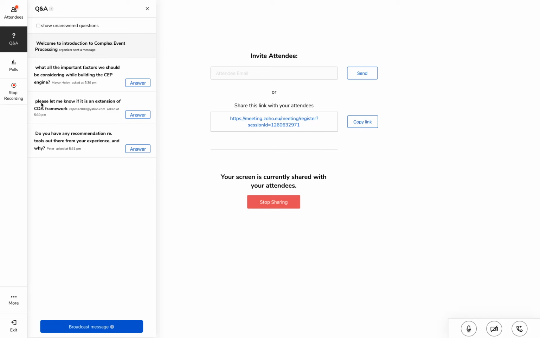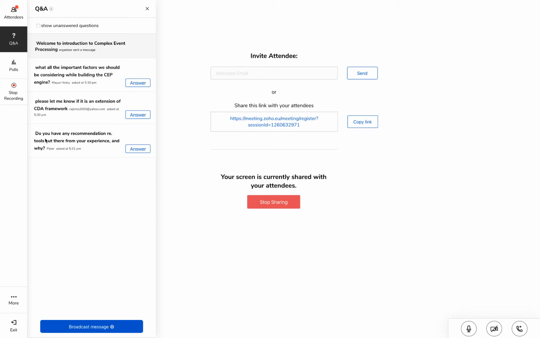The next question is, please let me know if it is an extension of the CDA framework. Okay, so CDA framework, collect, detect, and act. That's one of the engines from one of the proprietary tools in the market called Ab initio. Funnily enough, CDA is basically an implementation of complex event processing. So CDA does nothing but the same thing. It collects the data, processes and detects and acts on these events in real time based on the business logic. So in my opinion, it is basically an implementation case of the concept of complex event processing.